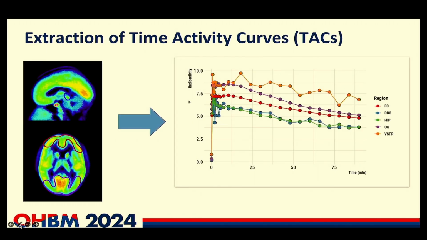Then the final step is that you extract time activity curves, and Graham will get back to how to model that after. But the goal is really that you have your atlas, you can extract your time activity curves, so the radioactivity in a given region over time. That is what you see here.